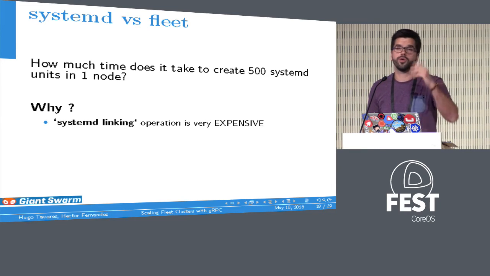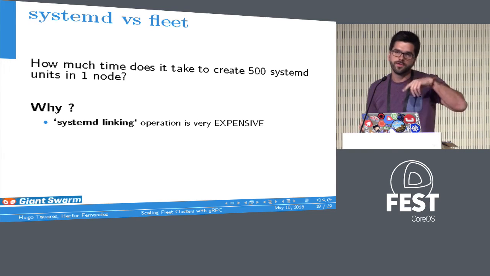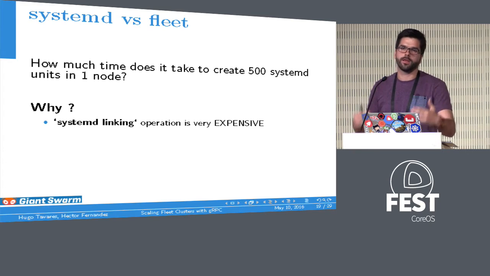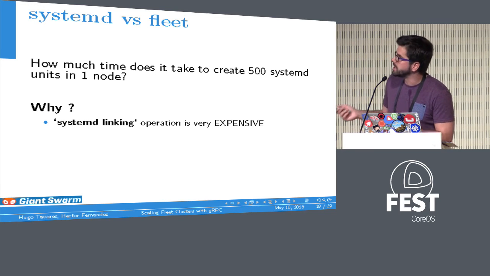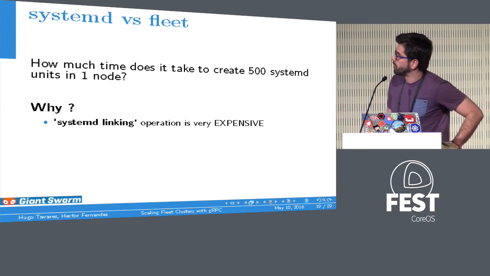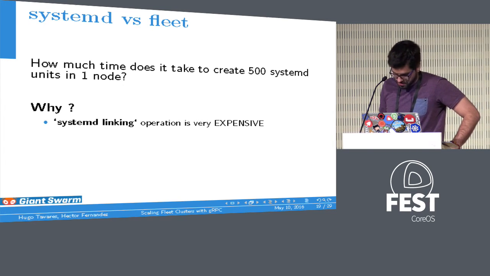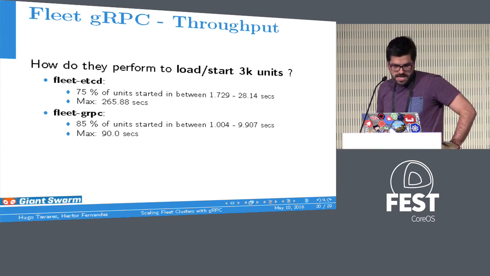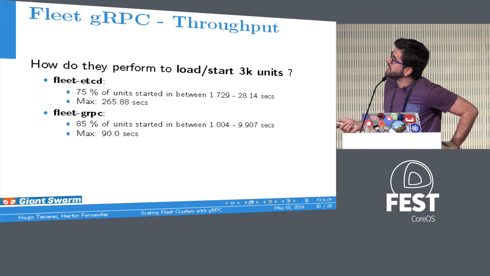If you go to your computer and try to create 500 units concurrently in systemd, if you just use link, it will take more and more time, because it's talking with dbus, and dbus is also going slower. So we found out that the main problem was there, which gives us not that much performance compared to other schedulers. Then we evaluated how much time it takes to create 3K units, and we found these numbers.